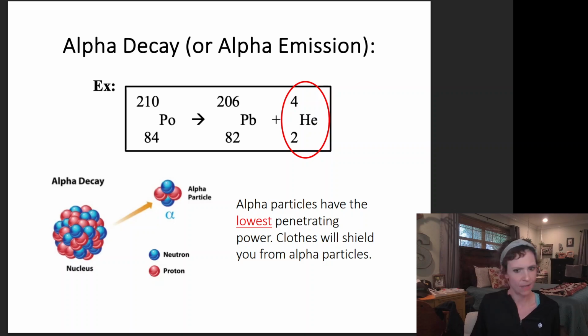Now, is this alpha particle flying across the world very dangerous? Some radioactive decay can be dangerous. Alpha particles technically have the lowest penetrating power. If you are wearing some clothes on your body, your clothes will shield you from any of the radioactive dangers of alpha decay, which is a good thing, right?